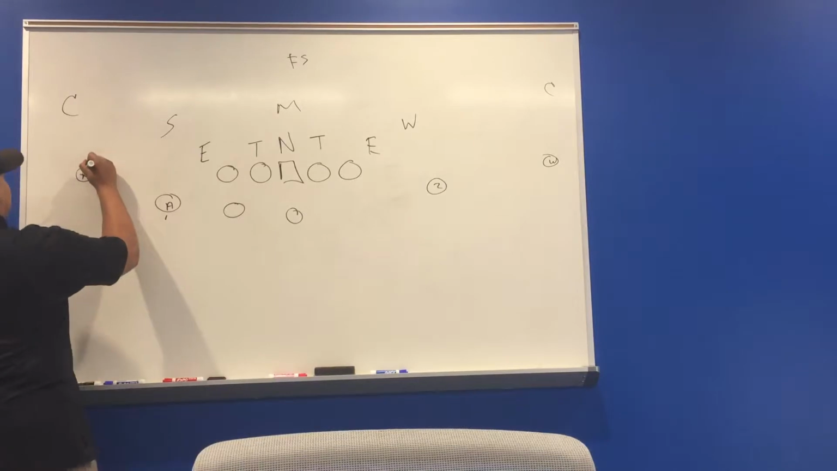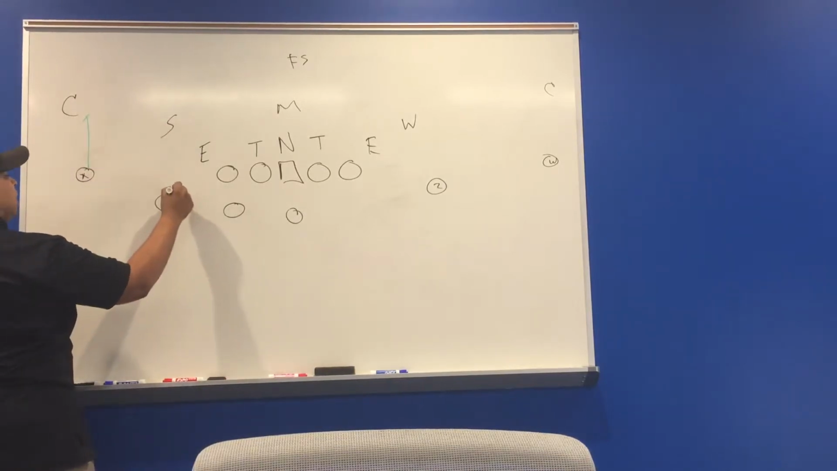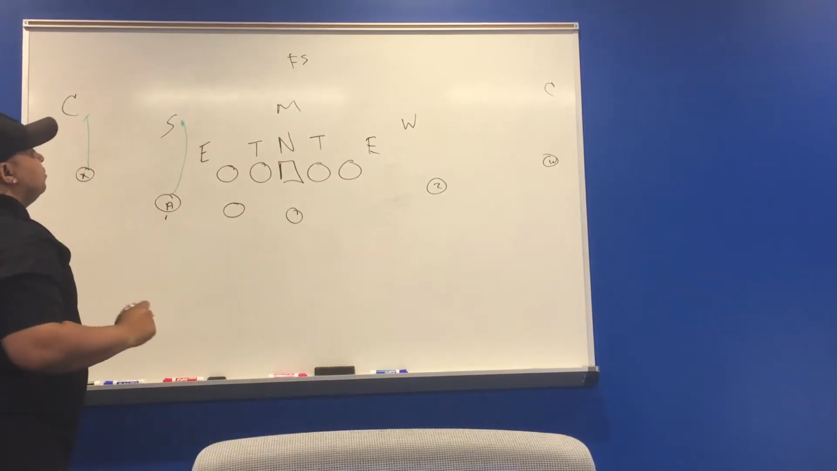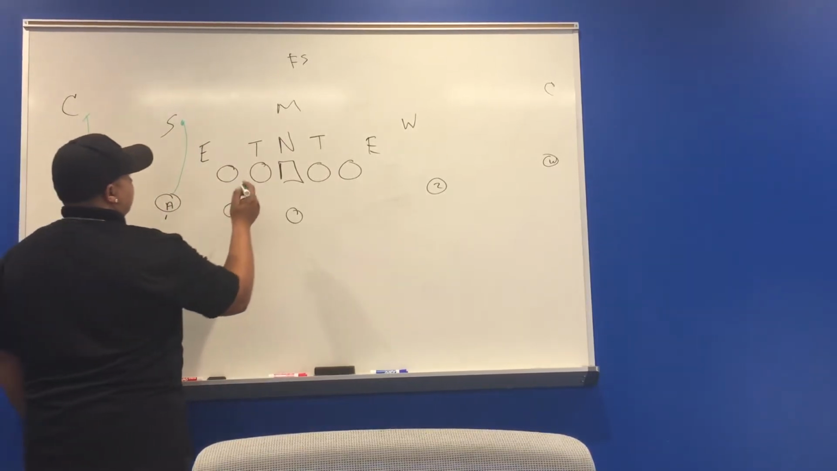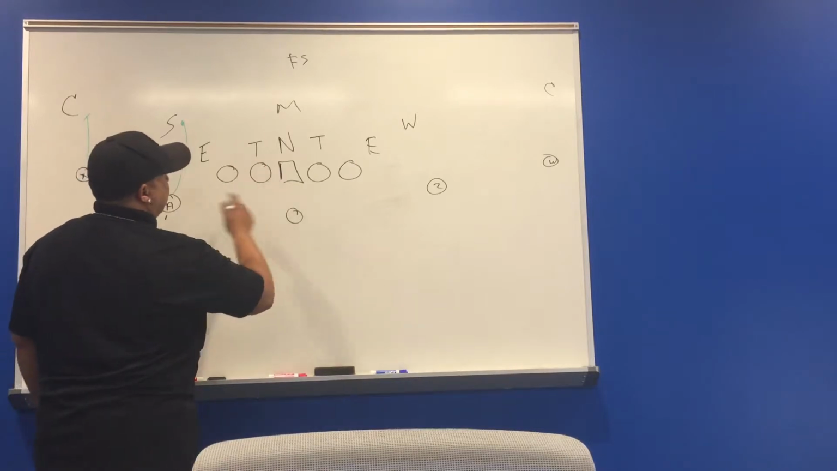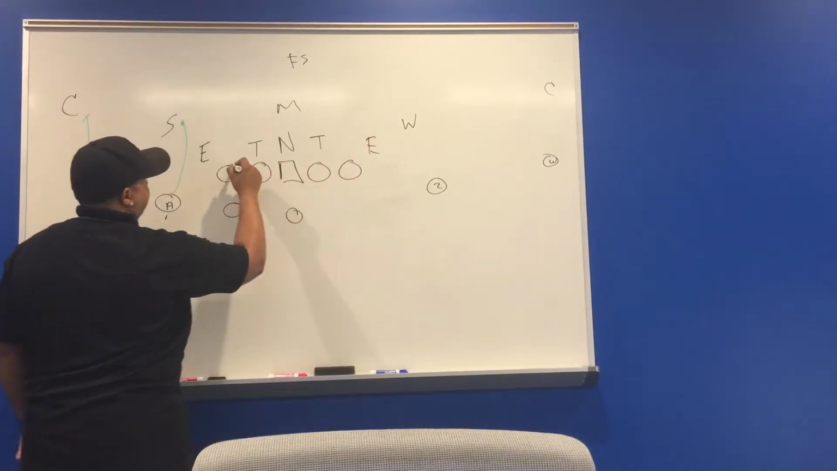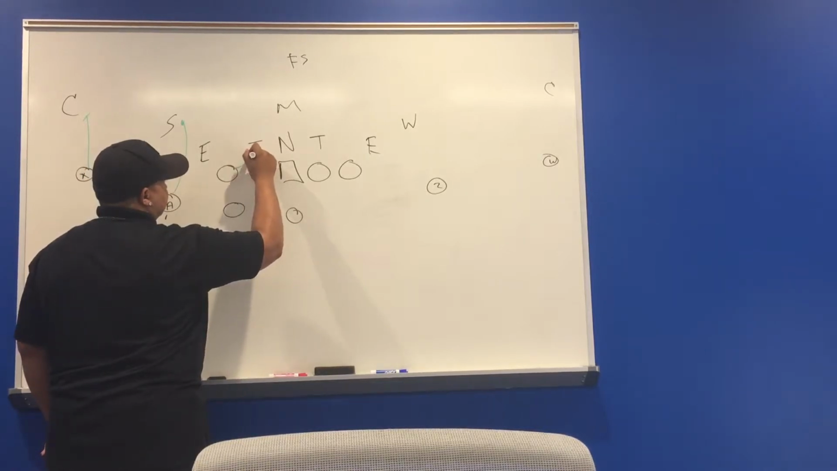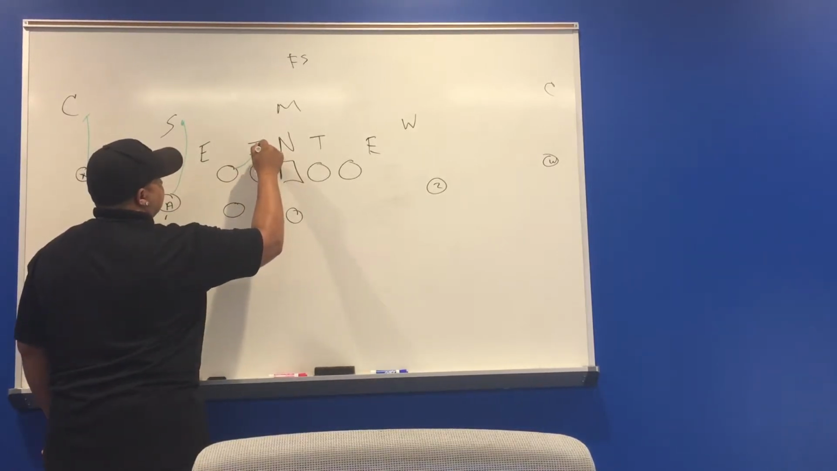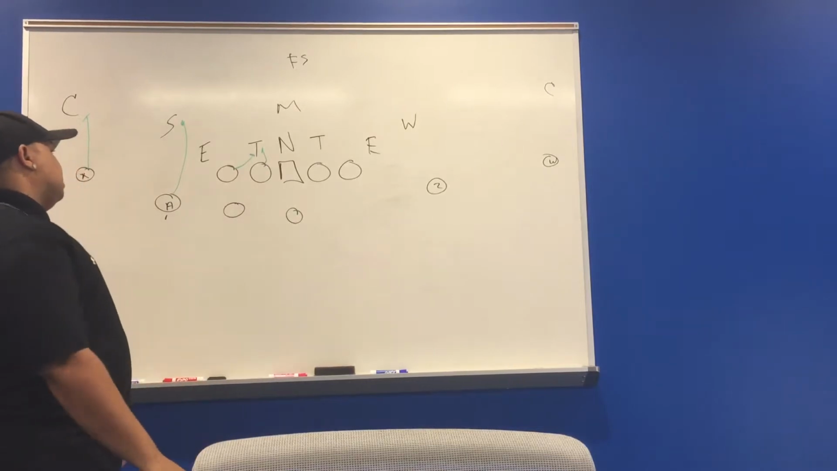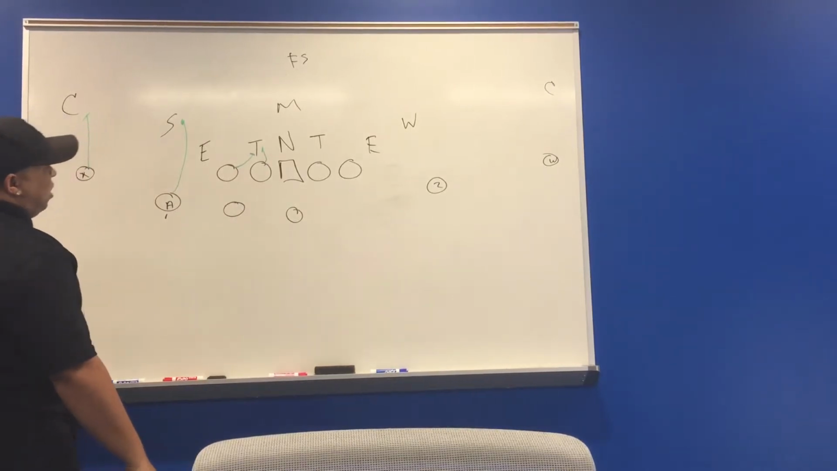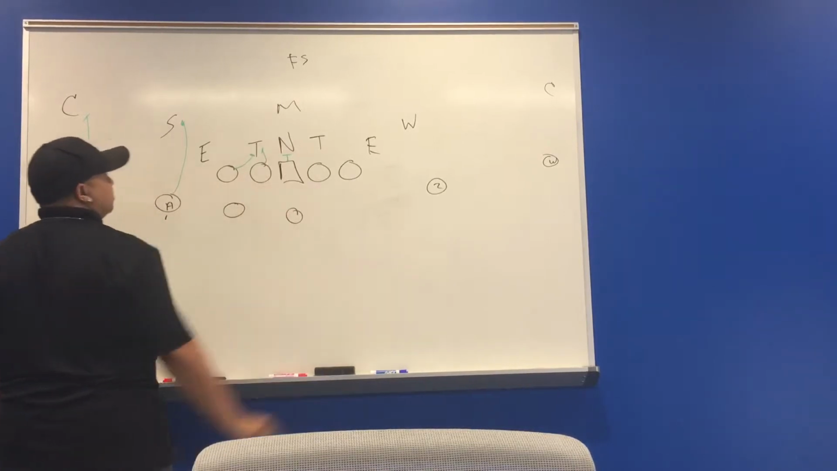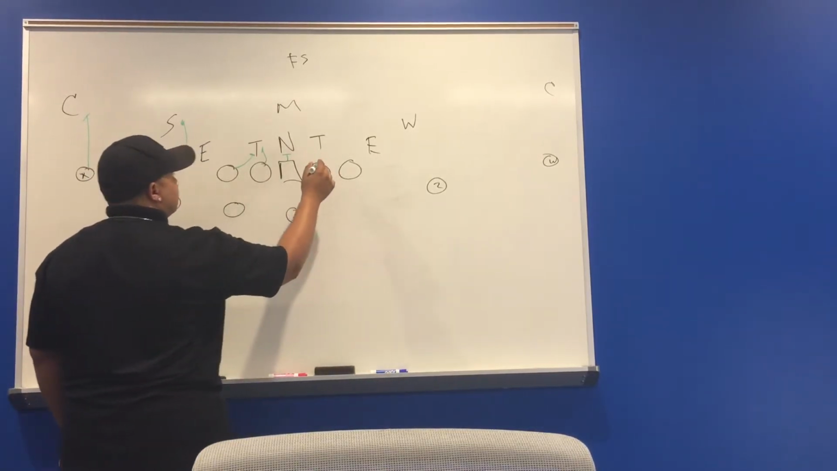So again, we've got a block here, the A coming to block that Sam. And here we go. So now we're going outside zone this way. Backside tackle, you're going to double down and pin that defensive tackle off. You guys beat that guy up pretty good. Center, you got the nose.